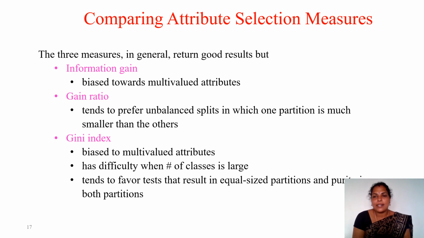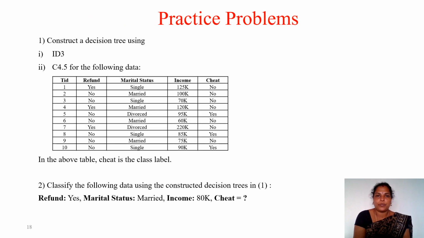Though all the attribute selection measures give good results, they have these disadvantages also. So I have given one problem to practice, where you have to construct 2 decision trees: one using ID3, that is information gain, and another using C4.5, that is gain ratio. You have to use both formulas, construct the decision trees, and check whether you get the same decision tree or not.